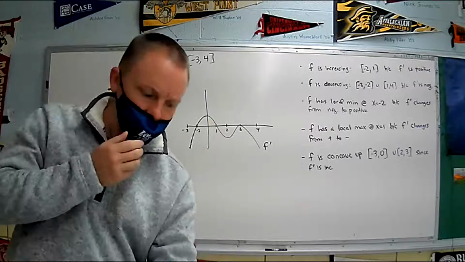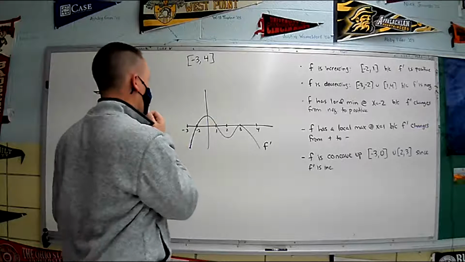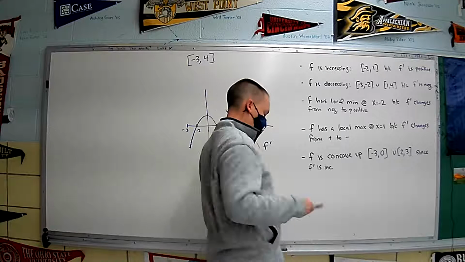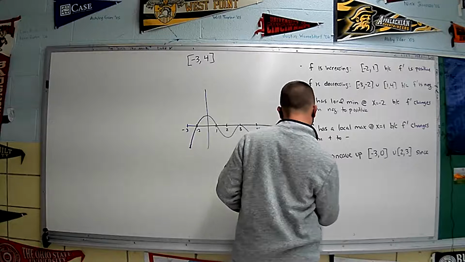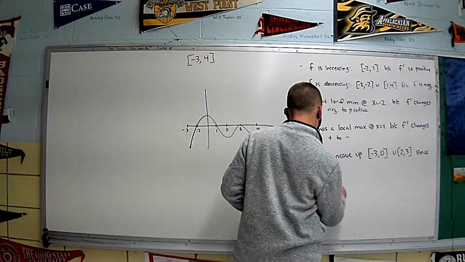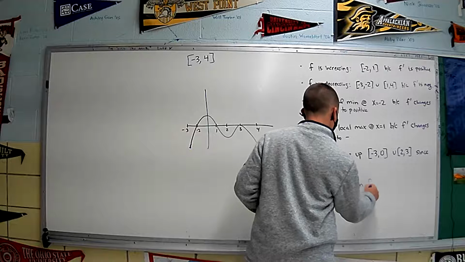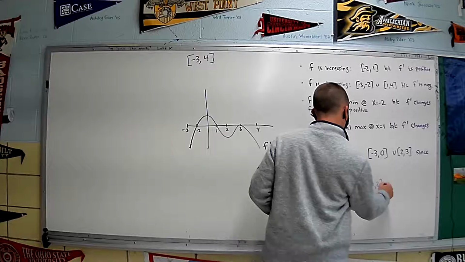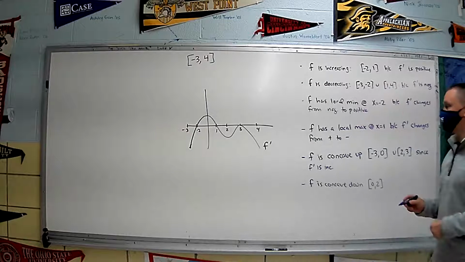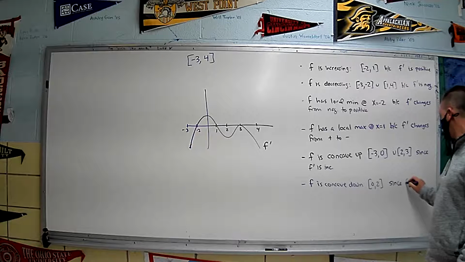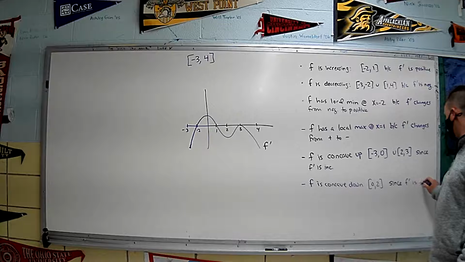So where's this concave down? Did we already? Well, you guys figured that out while I was messing around. So what did you decide? 0 to 2. F is concave down from 0 to 2. And why, Emmy? Was F concave down there? Because F prime is decreasing. Since F prime is decreasing. Good. And then also 3 to 4.